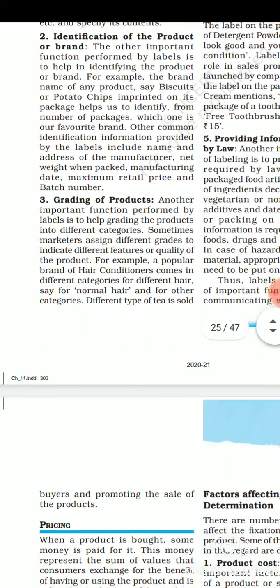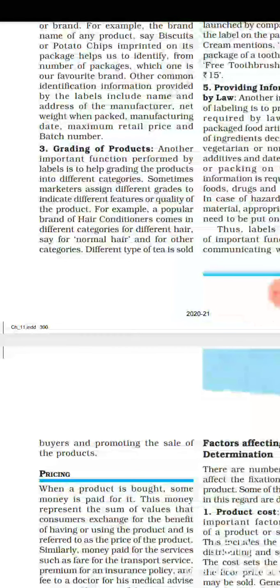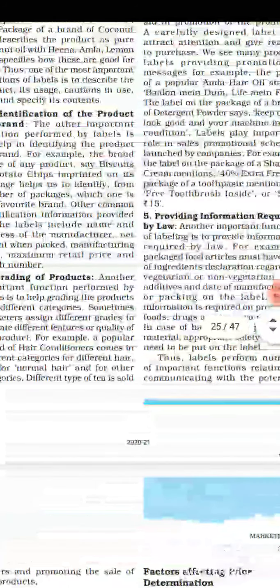The next function of labeling is grading of the product. As in the earlier videos, we have discussed that grading is basically giving a grade or classifying your product, right? So it is another function of the label, by which it is easy to grade the product into different categories. Now it is the job of a marketer to assign a grade to the product so that the customer can easily understand which grade or which category of product it is, so that according to their choice of category they can go ahead with that product.